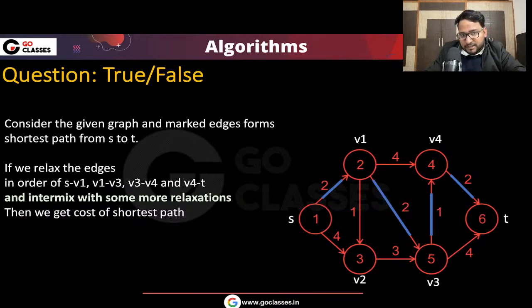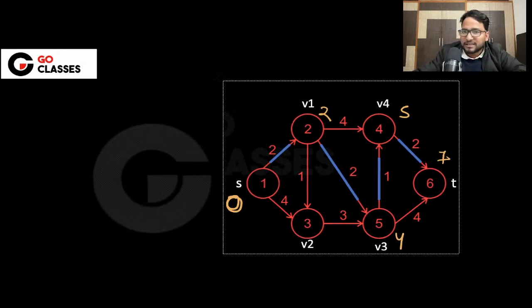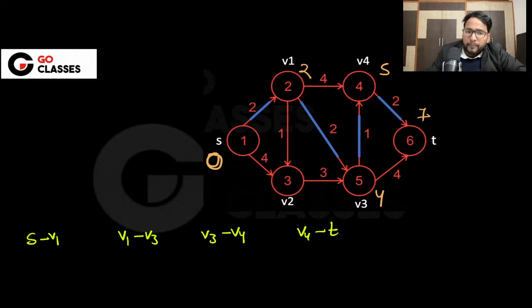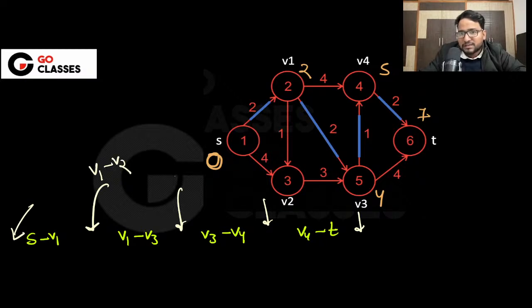It is saying an intermix with some more relaxation, then also we get the cost of shortest path. What they are saying is that you relax in the same order, which means you relax S to B1, and then B1 to B3, and then B3 to, let's suppose, B4, and then B4 to T, right? You relax in this order, but in between, what you're doing, they are saying, is that you're relaxing some other edges also, which means maybe here you're relaxing B1 to B2, maybe here you're relaxing, let's suppose, S to B2, maybe here you're relaxing B3 to T.